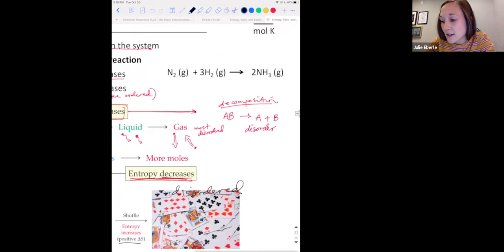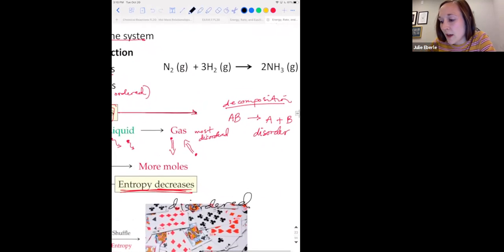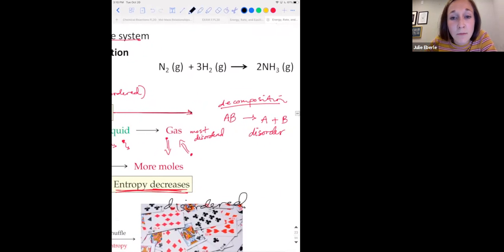All right, let's actually look at this reaction. N2 and 3 moles of H2 gas make 2 moles of NH3. NH3 is ammonia gas. And I want to know, is entropy, delta S, the change in entropy, increasing or decreasing here? Are you becoming more ordered or more disordered as you go from reactants to products? What do y'all think?